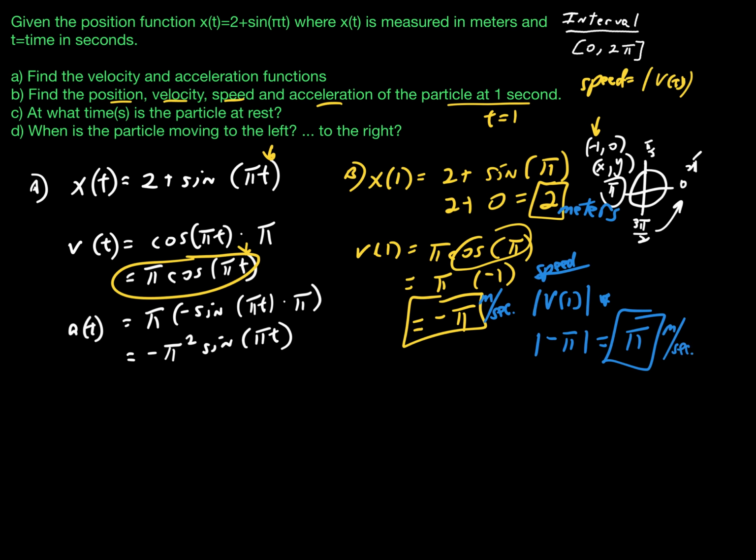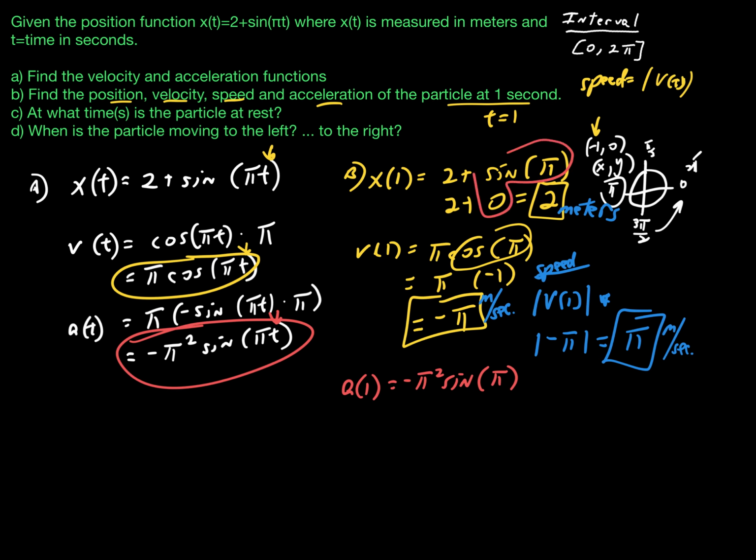Now for the acceleration. A of 1, well, here's our acceleration function right here. So what we get is negative pi squared sine. When I plug in a 1 where the t is, you get pi times 1, which is just pi. We already figured out the sine of pi, which we said was 0. So this is negative pi squared times 0. Anything times 0 is 0. There's your acceleration at time 1. And since that is a rate of change of a rate of change, you write it as meters per second squared.